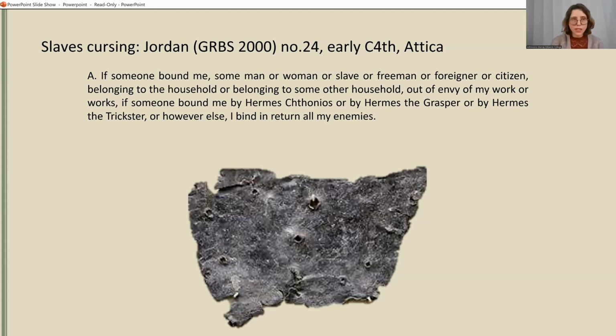It's difficult to identify slaves in curses, since cursers rarely identify themselves, right? There's a bit of an anxiety that the curse might rebound on yourself if your name is on it, or that you might be discovered if the curse is ever dug up and seen. But in this example that I've given you, we find enslaved individuals among those listed as potential sources of curses against the cursor in this case.